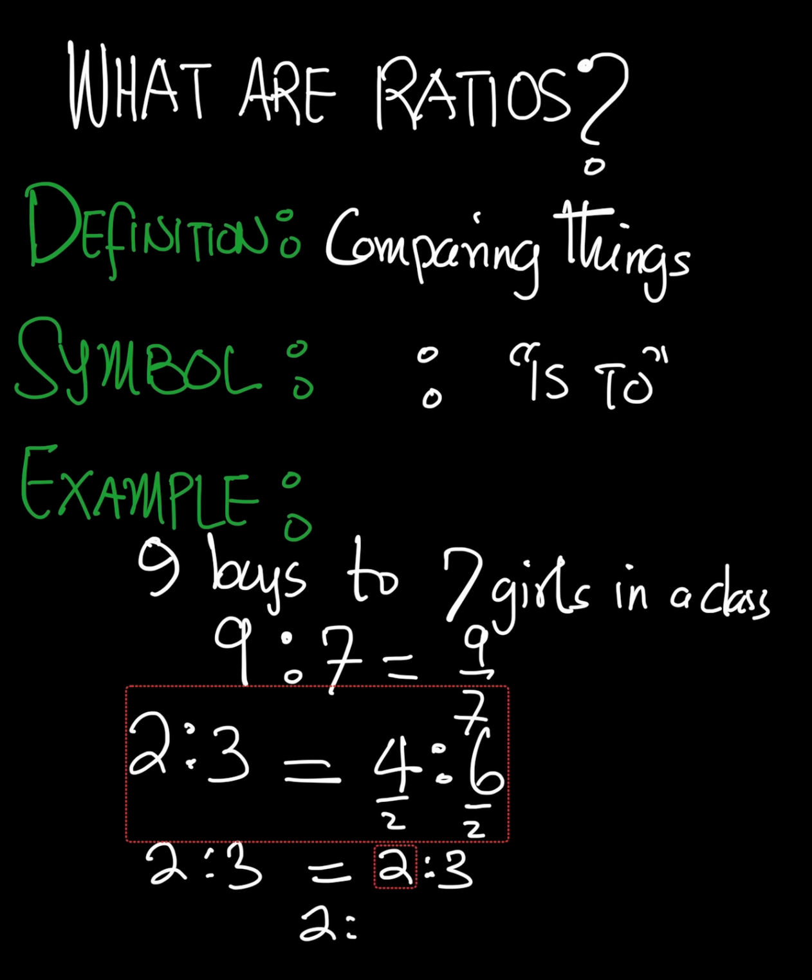If we take 2:5, we can say that is the same as 10:25. Multiply by 5. Multiply this by 5, and we're going to get that. Or we divide this by 5. Divide this by 5. We're going to get that.